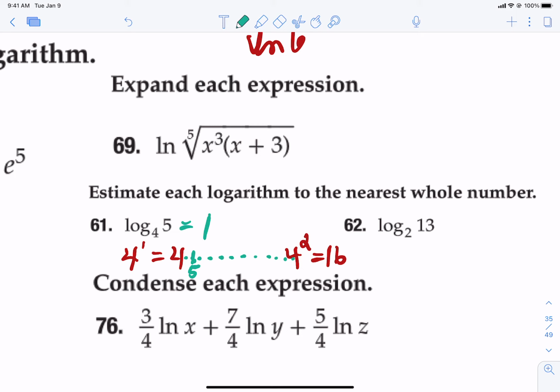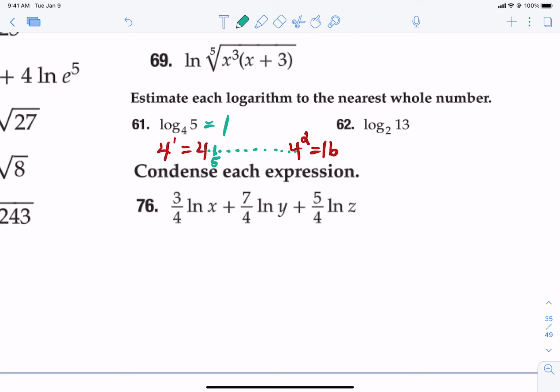Now, if you use the change of base formula from above, that would be the natural log of 5 divided by the natural log of 4. And it is only 1.16, so it is closer to 1 than to 2. So that's kind of what that is. And then I want you to go watch your Ed puzzle.